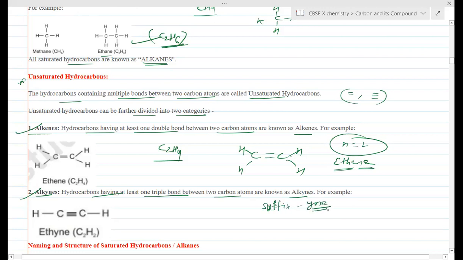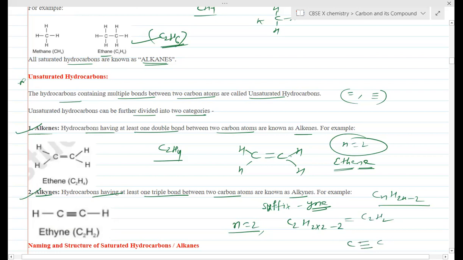So if you see, the general formula of alkyne is what? CnH2n minus 2. The first member starts from n equal to 2. You can write C2H(2 into 2 minus 2). So it becomes C2H2. So you can see here, two carbons are there, with a triple bond between the carbon atoms.